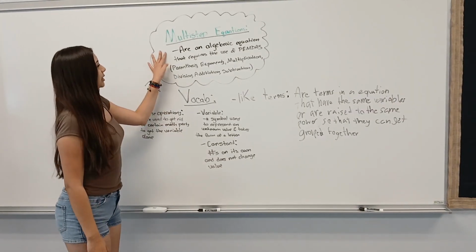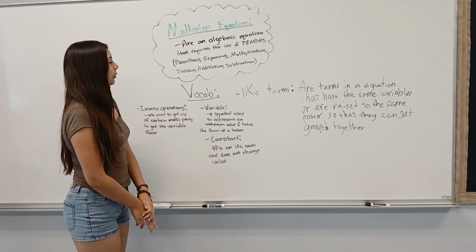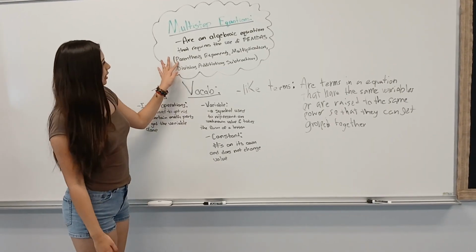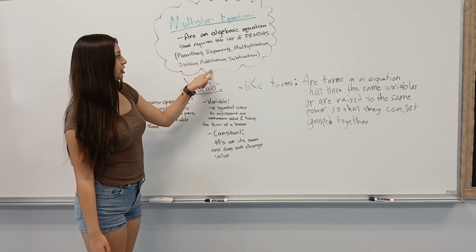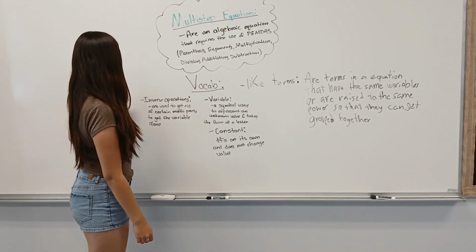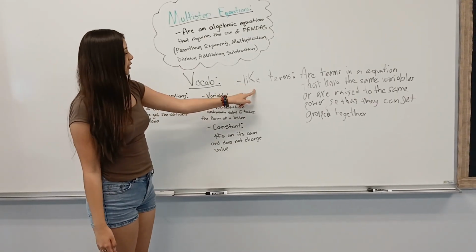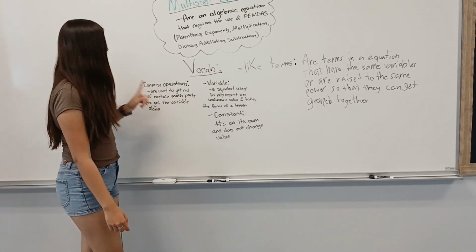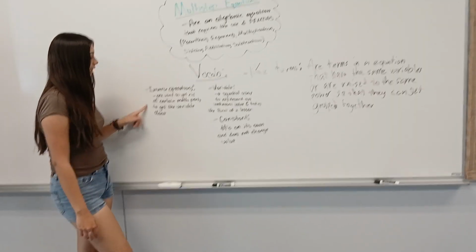So, multi-step equations are algebraic equations that require the use of PEMDAS: parentheses, exponents, multiplication, division, addition, and subtraction. Our vocab words are inverse operations, variables, like terms, and constant. Inverse operations are used to get rid of certain math parts to get the variable alone.